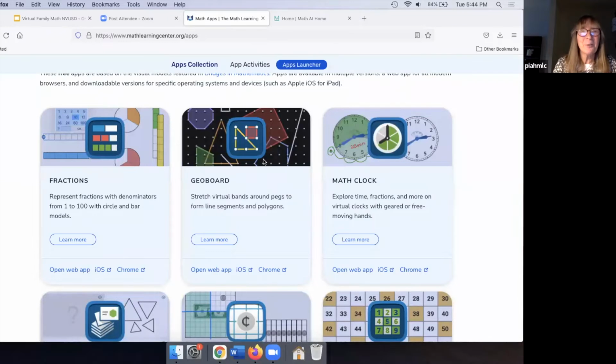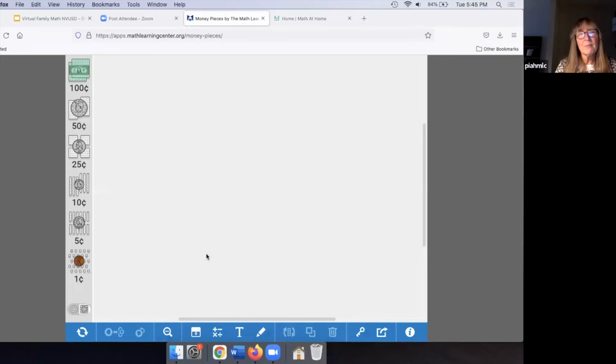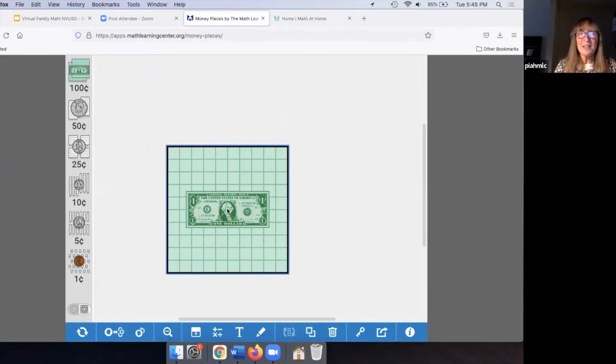So that's the geoboard. We also have one for a math clock. And I want to share with you the money value pieces, because I know many of our fourth and fifth graders are connecting fractions with decimals. So understanding that relationship. One of the things that you'll love about the money value pieces is that they are proportional. So I'll give you just a minute to look at the image and think about something that you notice.